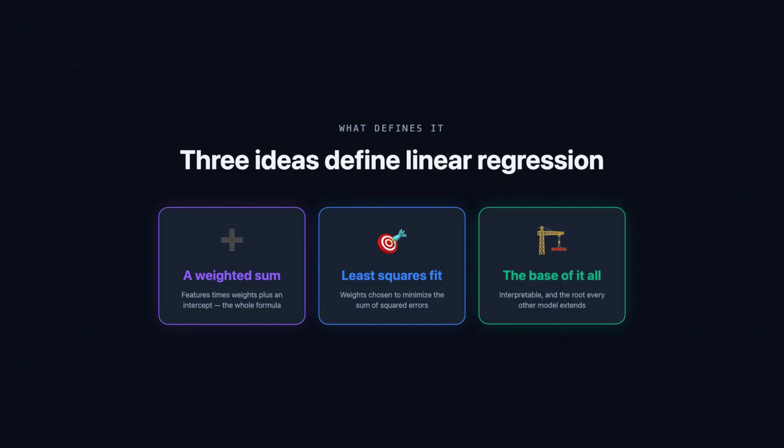It is interpretable and the base for nearly everything else. Each weight is the effect of that feature holding the rest fixed, and logistic regression, ridge, lasso, even neural networks are all elaborations of this one core idea.